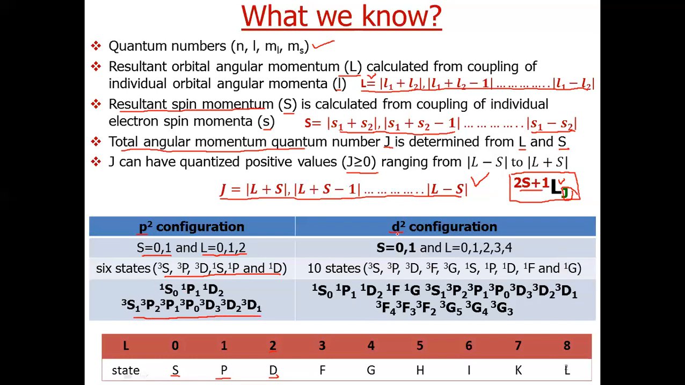Similarly, for D2 configuration, the value of S was either 0 or 1, and L can have any values from 0, 1, 2, 3, 4. Without considering the value of J, these were the 10 states. If we consider the value of J, these were the complete term symbols for D2 configuration. Now, having this knowledge, let us start today's lecture.